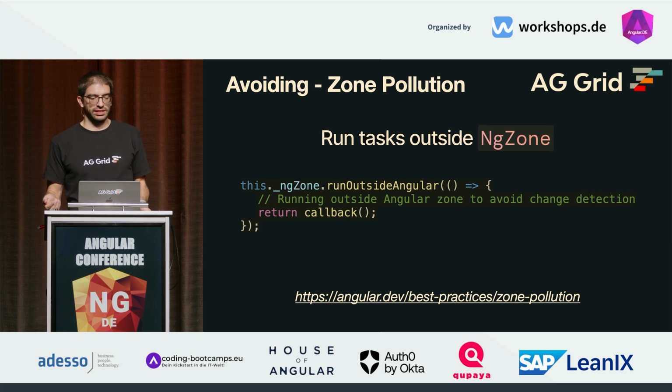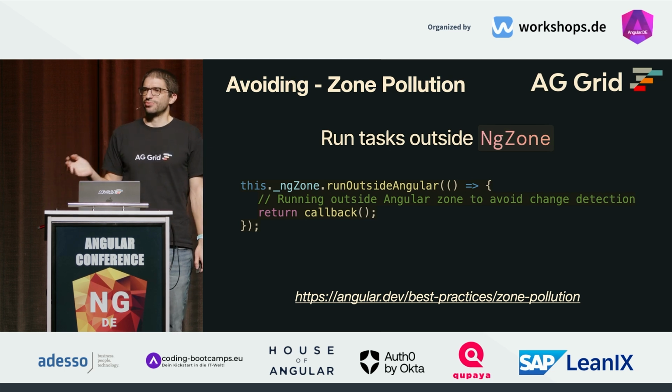So what you can do, once you've seen this, is something called zone pollution. And this is in the Angular docs. I don't know if any of you have already been aware of this or read it. But the recommended approach then is to run some code outside of Angular.